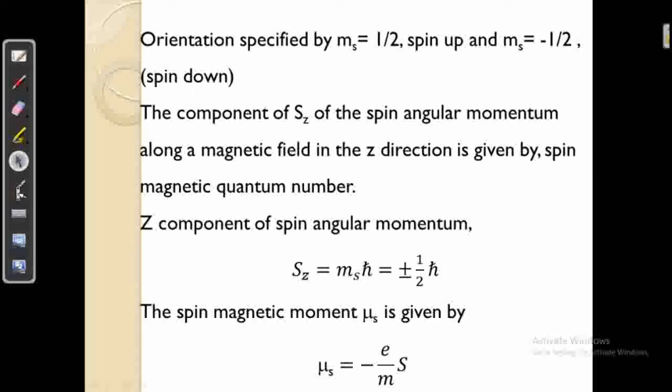The orientation is specified by ms equal to plus half and ms equal to minus half. This is for spin up and this is for spin down. Only two possible orientations, one is up and one is down.